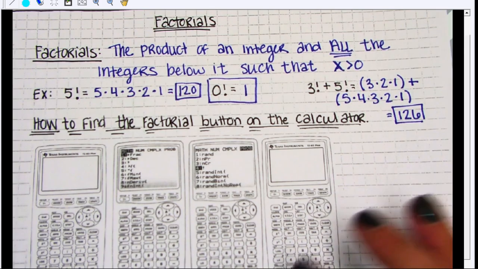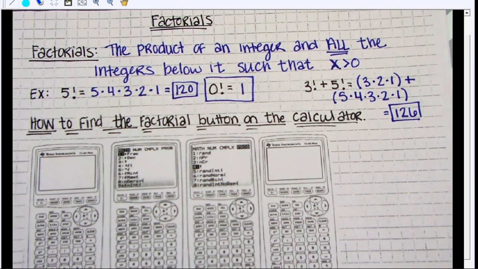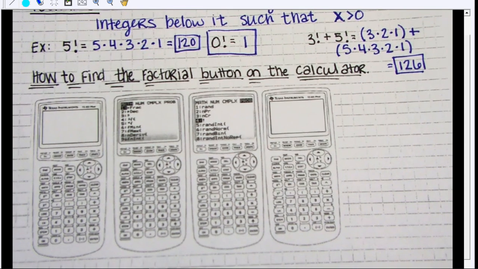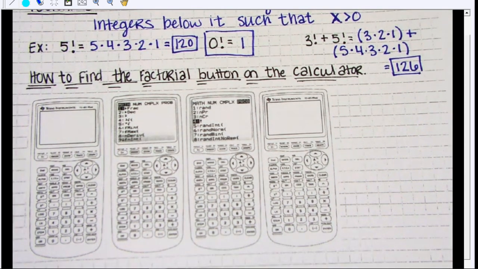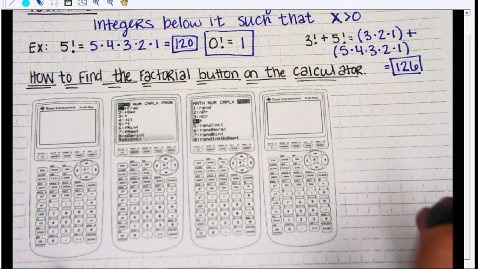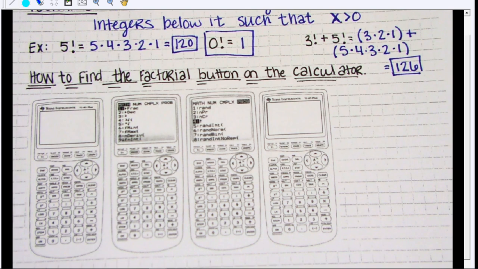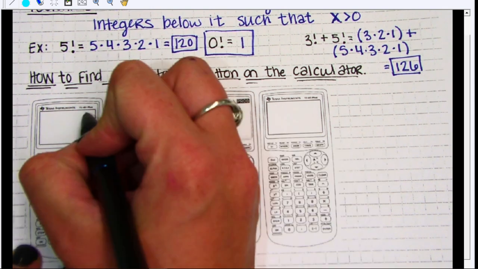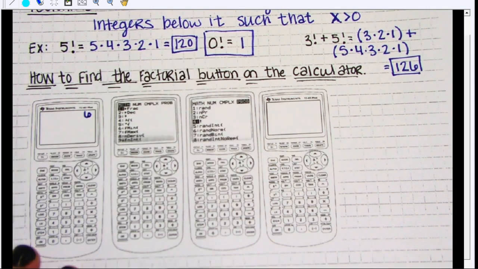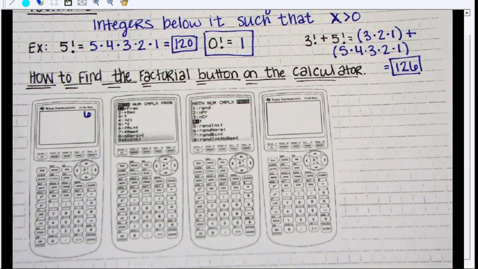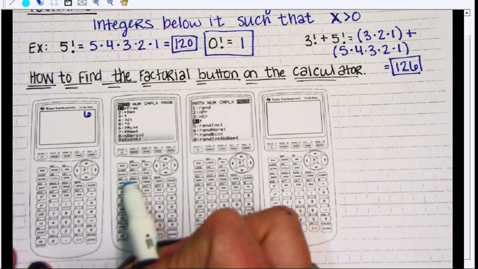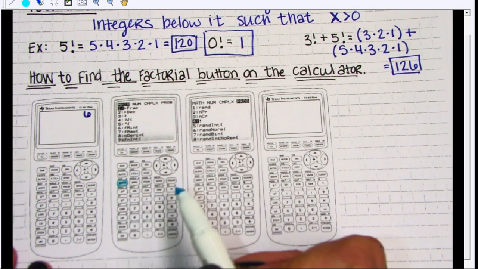It's okay. All right, so let's practice finding it on a calculator because no one has time to type 5 times 4 times 3 times 2 times 1. There's a button for it on the calculator. Let me pull up my calculator. Let's do 6 factorial. First type in a 6, and then press the math button located right here.